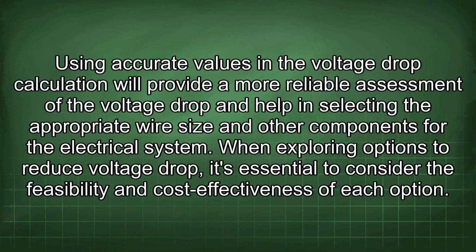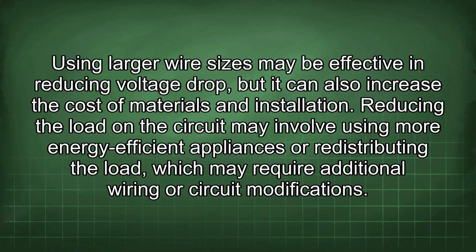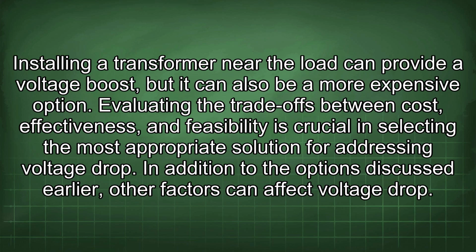When exploring options to reduce voltage drop, it's essential to consider the feasibility and cost-effectiveness of each option. Using larger wire sizes may be effective in reducing voltage drop, but it can also increase the cost of materials and installation. Reducing the load on the circuit may involve using more energy-efficient appliances or redistributing the load, which may require additional wiring or circuit modifications. Installing a transformer near the load can provide a voltage boost, but it can also be a more expensive option. Evaluating the trade-offs between cost-effectiveness and feasibility is crucial in selecting the most appropriate solution for addressing voltage drop.